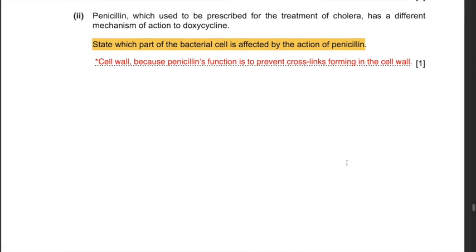Part 2. Penicillin, which used to be prescribed for the treatment of cholera, has a different mechanism of action to doxycycline. State which part of the bacterial cell is affected by the action of penicillin. Maybe it is there in your textbooks, and if you recall correctly, penicillin is concerned with preventing the formation of the cell walls of newly growing bacterial cells, because penicillin's function is to prevent crosslinks forming in the cell wall of bacterial cells. Therefore, since the question refers to which part of the bacterial cell is affected, the best possible answer is cell wall, and that would give you 1 mark.